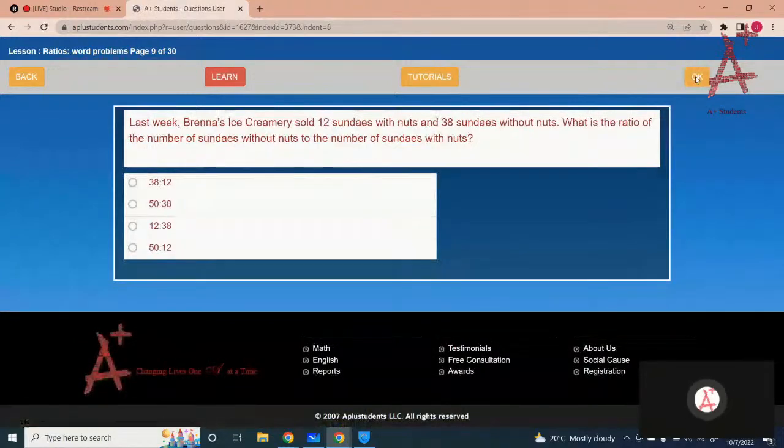Okay. Last week, Brena's Ice Creamery sold 12 sundaes with nuts and 38 sundaes without nuts. What is the ratio of the number of sundaes without nuts to the number of sundaes with nuts? So which is the correct option?